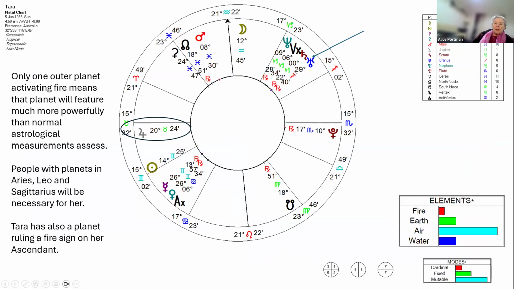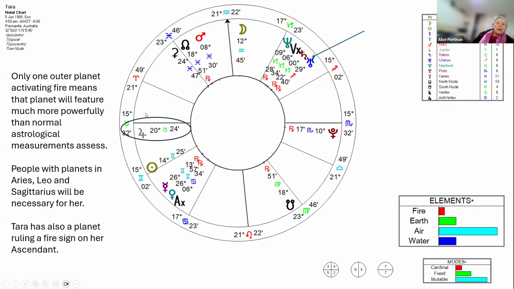Now, this brings me to another thing. People tend to discount the power of the outer planets. They're pretty strong. They're in a sign for a very long time, and the whole time they're in that sign, they're resonating that sign. So rather than being less powerful, I tend to think they're very powerful. And I'd like other people to do a little bit of research on that at some stage too. You know, it also puts a lot of emphasis on Uranus in her chart, a lot more than the normal astrological measurements assess. And so people with planets in Aries, Leo and Sagittarius will be necessary for her.